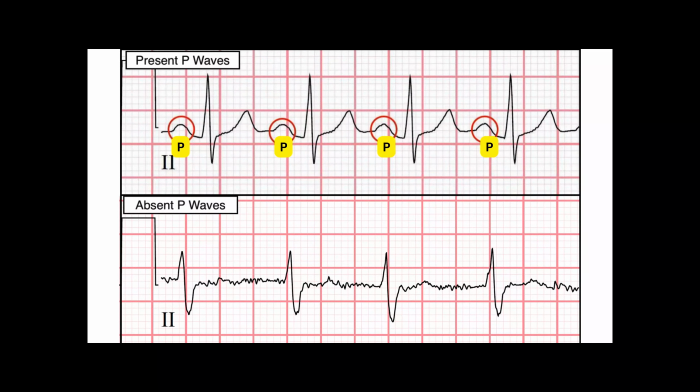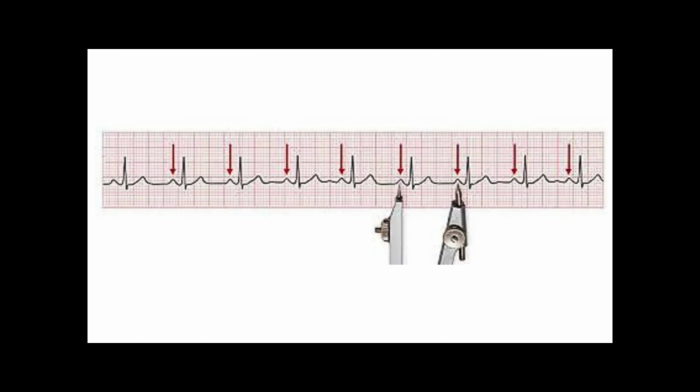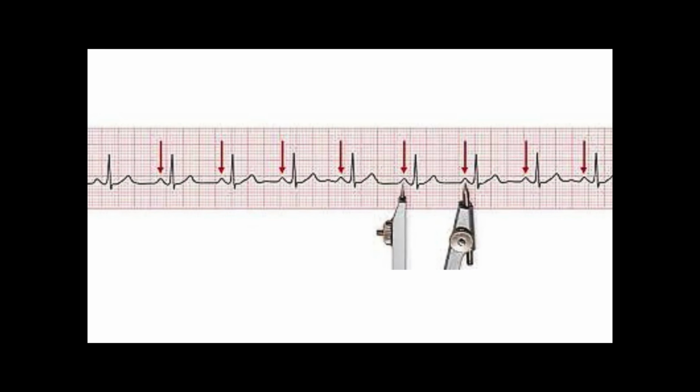Normal P waves should be present, similar looking, and occur at a regular rate as seen here. There should also be one for each QRS complex.